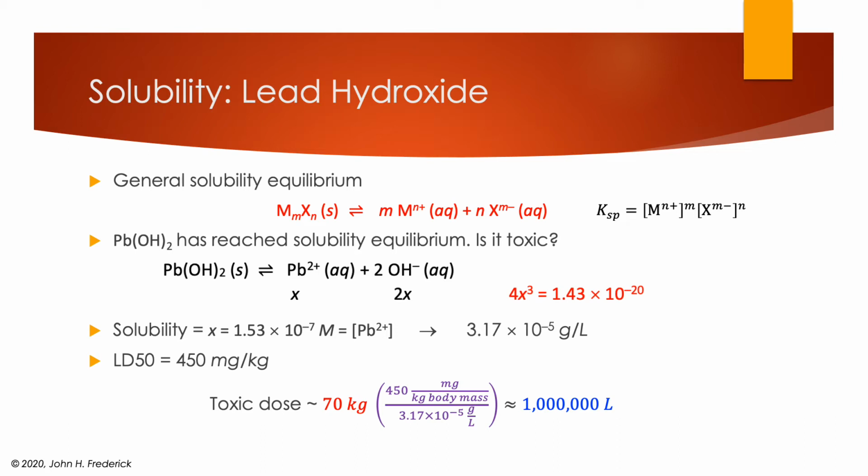And the LD50 tells me how much lead would need to be in the solution, and that's 450 milligrams per kilogram of body mass. And now I'm going to divide that by the amount of lead that I actually have in this solution. And that's going to tell me how many liters I would need to drink of this solution in order to get that toxic dose. In this case, it turns out to be 1,000,000 liters. So I probably don't have to worry about the water that this lead hydroxide is dissolved in. That's way more water than I could possibly drink in one sitting for sure. So this turns out not to be a toxic dose.